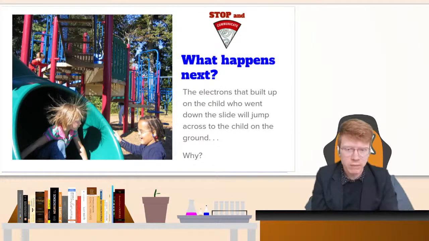So here we've got an example image, and it's your job to have a bit of a think about what is going to happen when this child on the left here touches the child on the right, or touches the ground. So if you want to, you can pause it for a second, and I'll reveal the answer in a moment. Okay, so in 3, 2, 1.